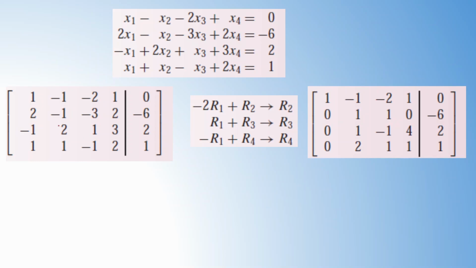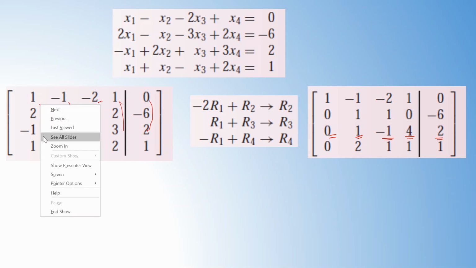Third row, you simply add the first row to the corresponding entries. 1 plus minus 1 is 0. Minus 1 plus 2 is 1. Minus 2 plus 1 is minus 1. 1 plus 3 is 4. Right hand side, 0 plus 2 is 2.